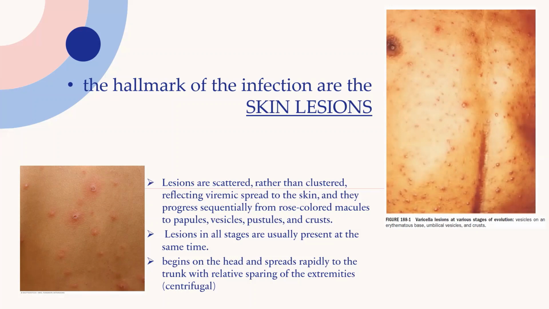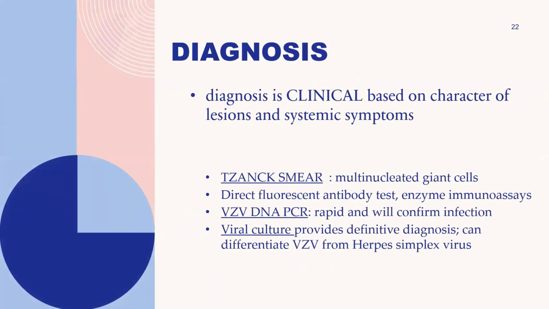So it begins on the head and spreads rapidly to the trunk with relative sparing of the extremities. Diagnosis is clinical based on character of lesions and systemic symptoms. So these are the ways on which we can diagnose. Also, we can diagnose chickenpox through Tzanck smear, which shows multinucleated giant cells, direct fluorescent antibody tests, enzyme immunoassays, through DNA PCR, which is rapid and will confirm infection, and also viral culture, which provides a definitive diagnosis and can differentiate varicella zoster virus from herpes simplex virus.